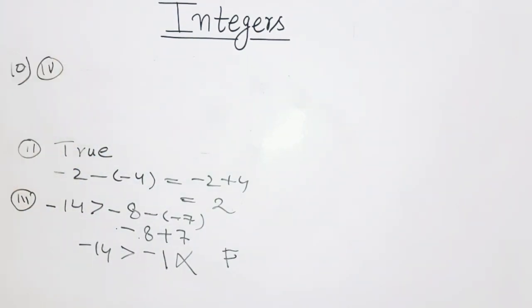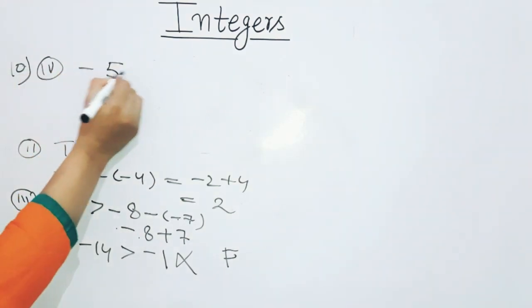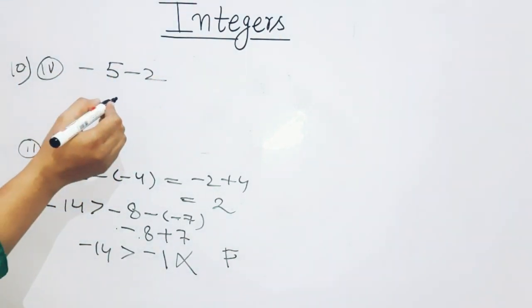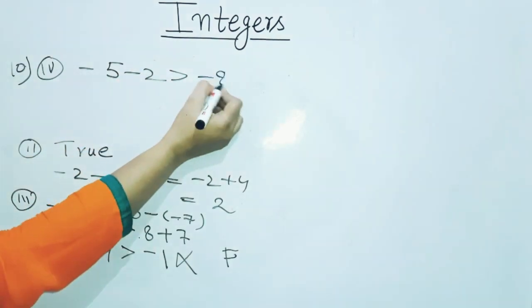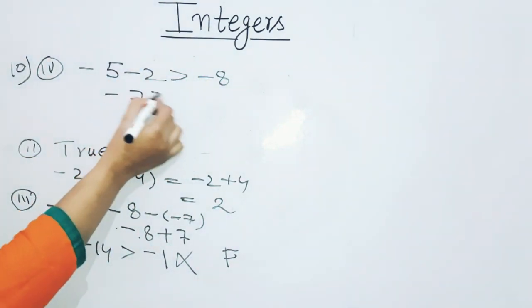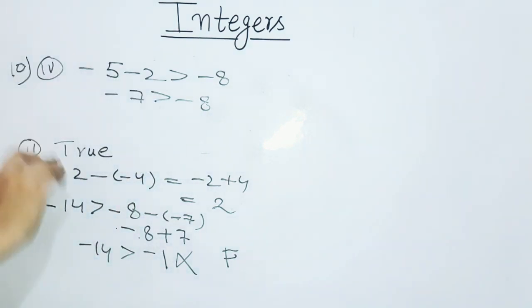The fourth option is minus 5 minus 2 is greater than minus 8. So minus 5 minus 2 is minus 7. That is obviously greater than minus 8. That means this is true. Fourth option is true.